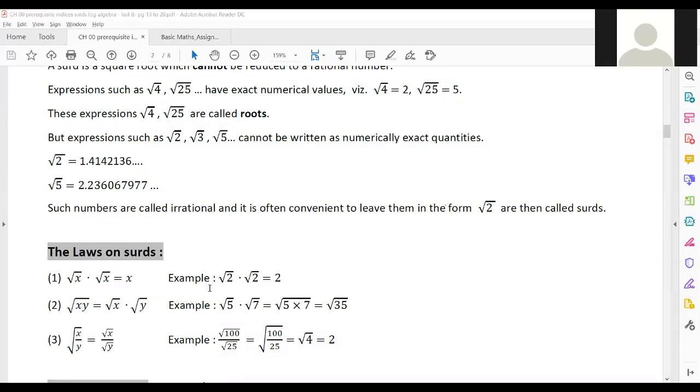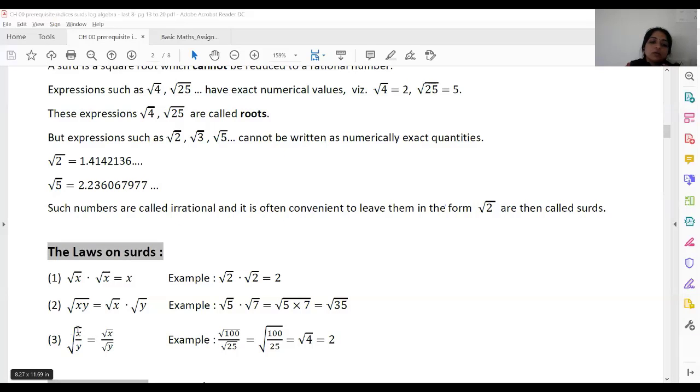Now, the laws of surds. Root x into root x: if we have two same surds and we multiply them, then the answer is x itself. So root 2 into root 2 is 2, and root 3 into root 3 is 3. But if we have root 2 into root 3, where the numbers are not the same, then we can write it as the root of 2 into 3, that is, root x into root y equals root of xy, which is root 6. Similarly, root 5 into root 7 is root 35.